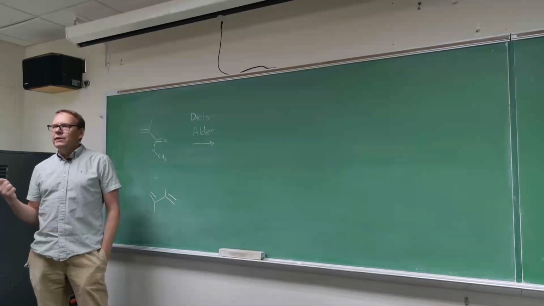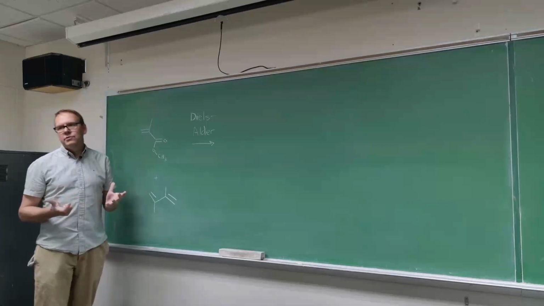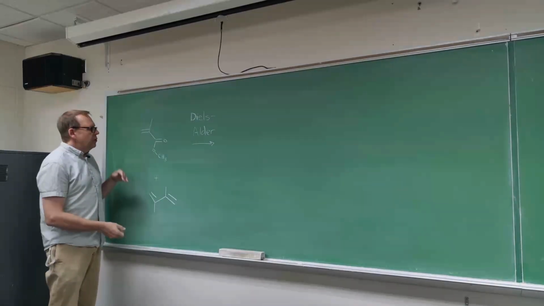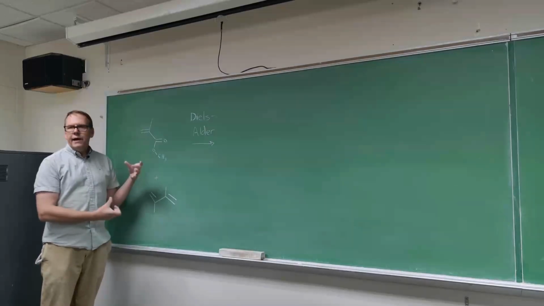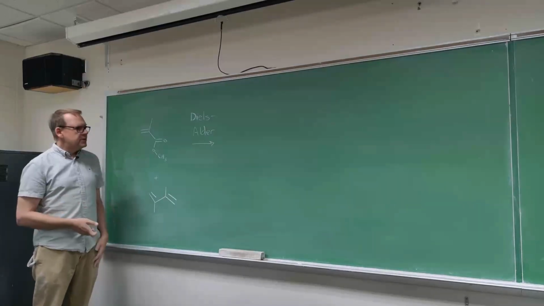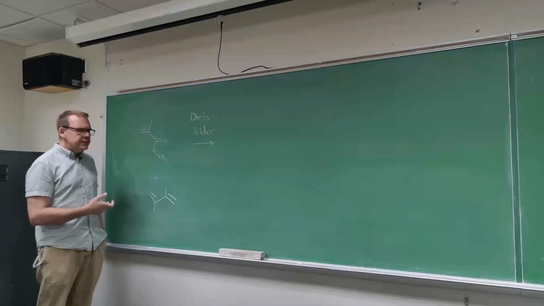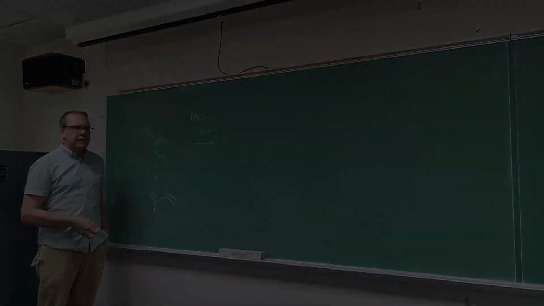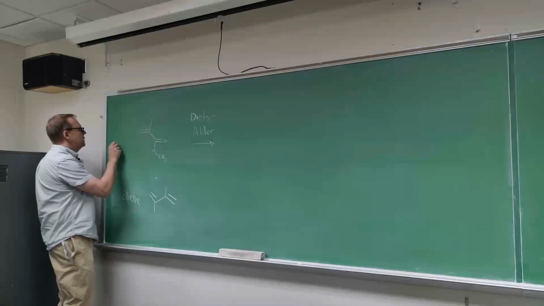Rather than show it on the screen, I'm just going to draw it on the board so I can go through some transition state stuff with you. The question gave you two molecules and asked you to predict the product, with a bunch of options to select from. This is a Diels-Alder reaction because it contains a diene piece and a dienophile piece.